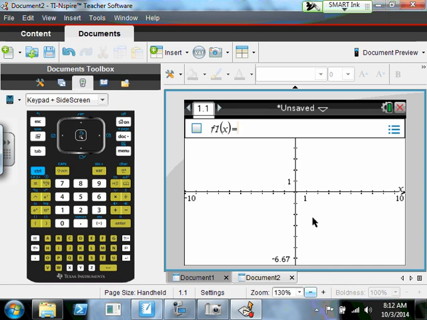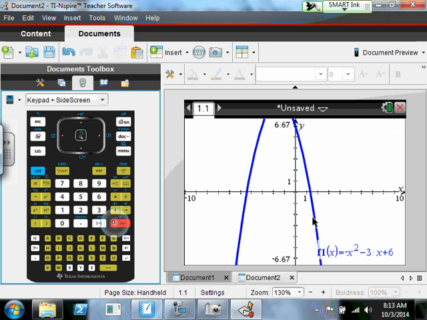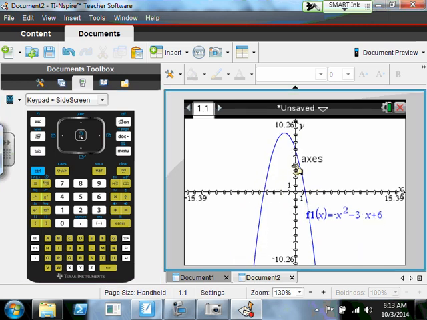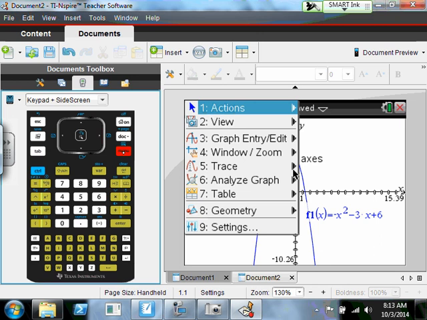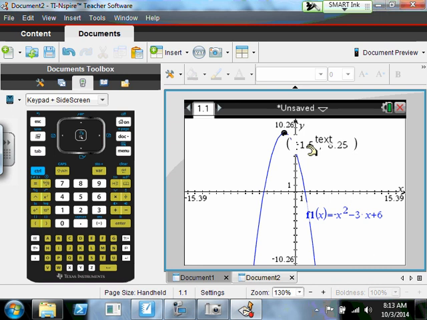So here we go. This was negative x squared. What was next? Was it plus 3x? Plus 3x plus 6? Minus 3x? Okay. Minus 3x and then plus 6. So there's the graph. If I wanted to calculate my vertex, I might need to zoom out. Or actually on this one, I could just move my axes around. So I'm going to use analyze, and I'm going to calculate the maximum. So there's my vertex at 1.5, 8 1/4. Actually, it's negative 1.5, 8 1/4.